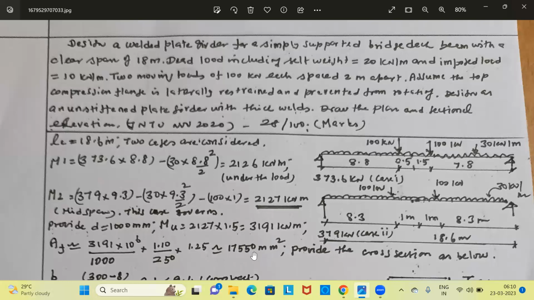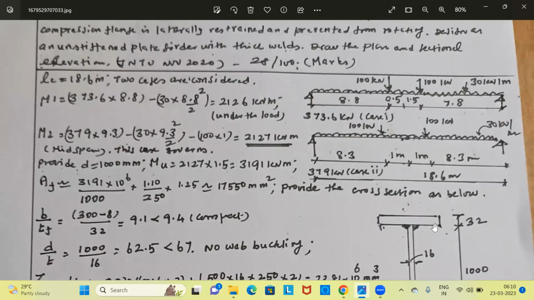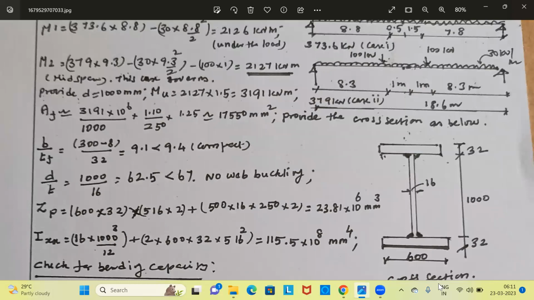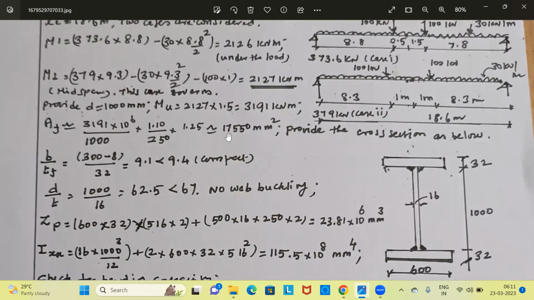Let us provide a 32 mm thick plate. Once you provide a 32 mm thick plate, the width should be fixed such that the flange area is more than 17,550 millimeter square. I have provided 600 mm as the width of the flange and 32 mm as the thickness of the flange. So the flange area is 600 into 32. That should be more than the approximate flange area which we have calculated as 17,550 millimeter square. So this is the section we are providing.